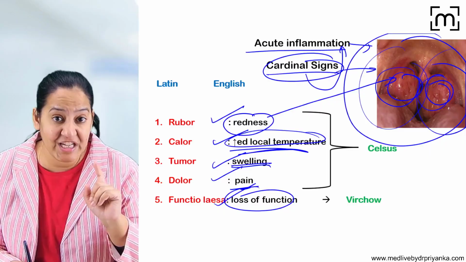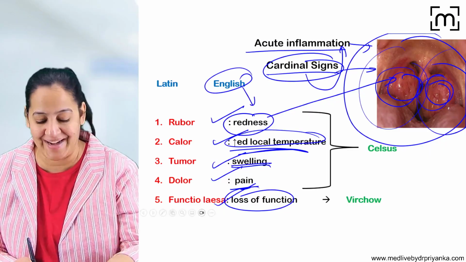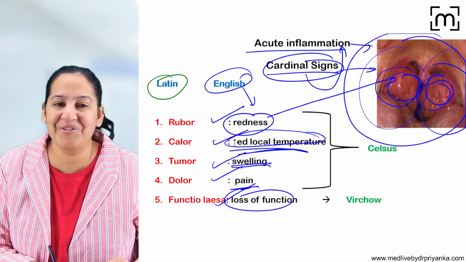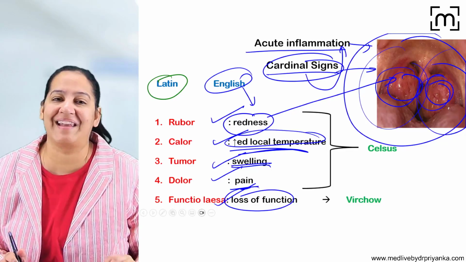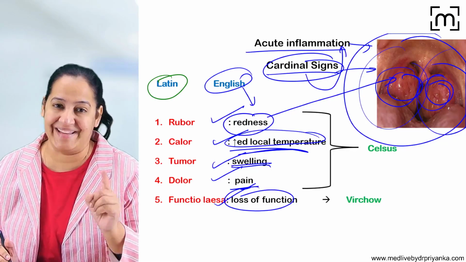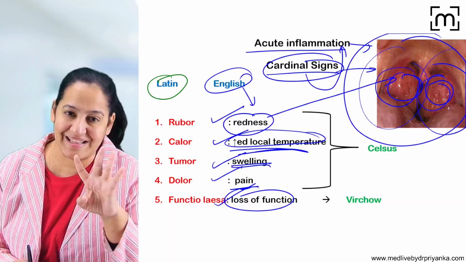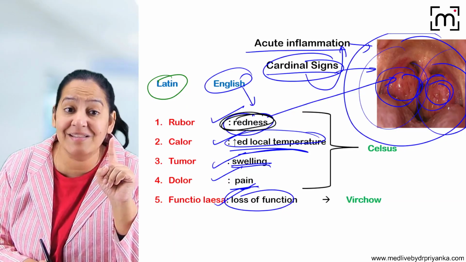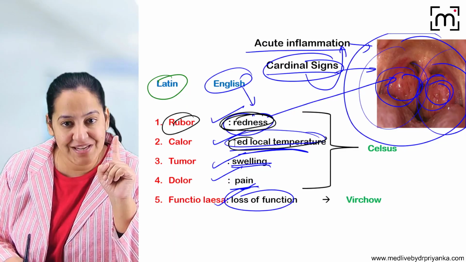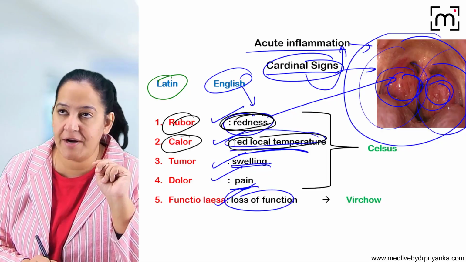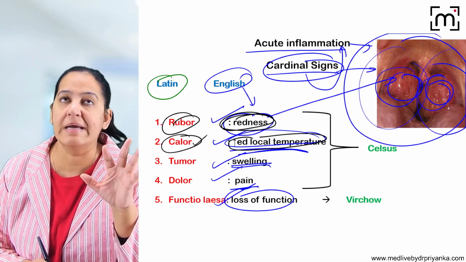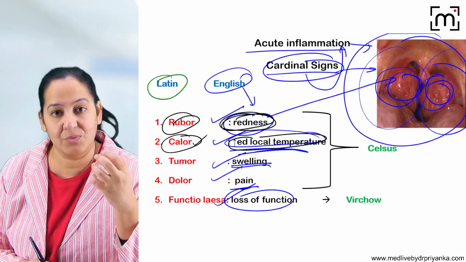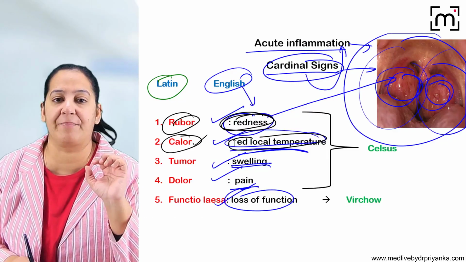Now, this is the English language I taught you. Do you know Latin? How many of you know Latin? I don't know Latin, but the examiner wants you to learn the 5 cardinal signs in Latin. I don't know why, but you have to learn them in Latin. So if you don't know Latin, just learn it. Redness in Latin is known as rubor. Increased temperature is known as calor. Have you heard about the instrument calorimeter? Calorimeter is derived from this word, and it is used to measure temperature. So here the word is calor, increased temperature.